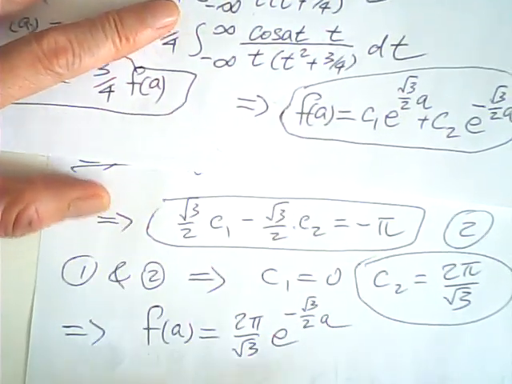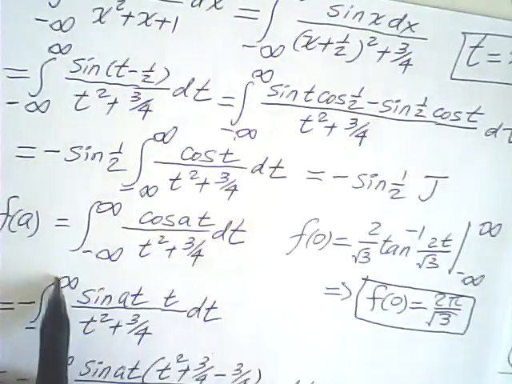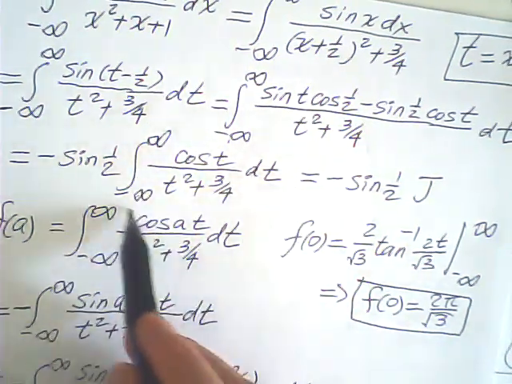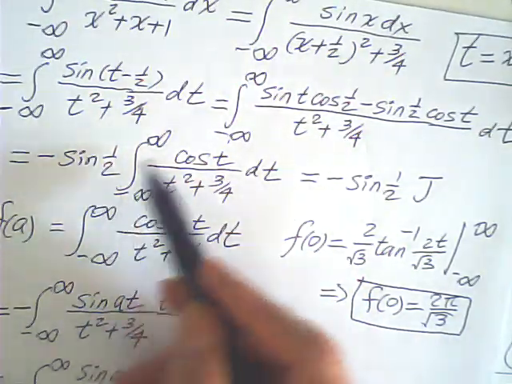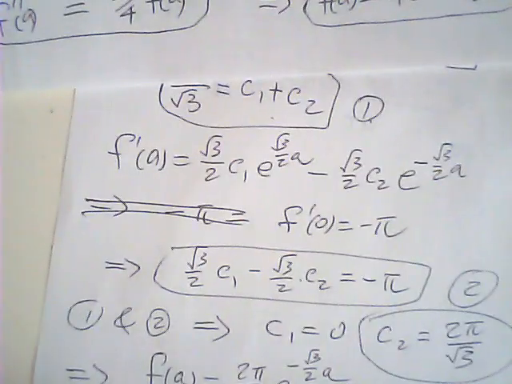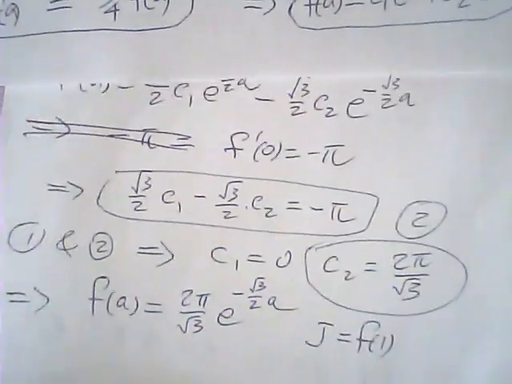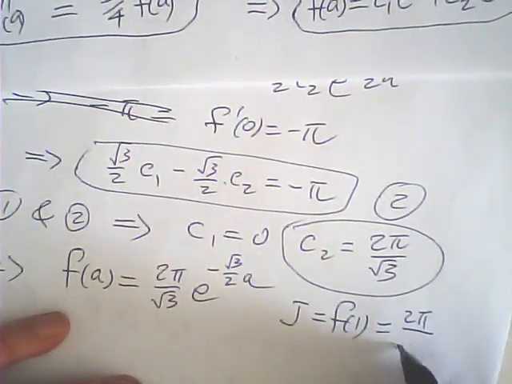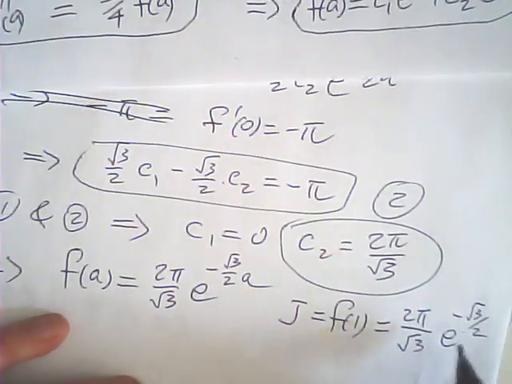Now, what is our j? Our j is equal to f of 1, right? When a equals 1, that is our j. So j equals f of 1, which equals 2 pi over root 3 times e to the negative root 3 over 2. This is my j.